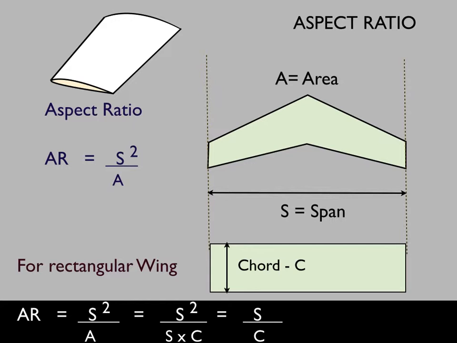Most of the wings are not rectangular in nature, but just to make our understanding very clear, if we were to work on a rectangular wing, span squared by area will be the aspect ratio, whereas the area will be the span into chord. Therefore, it works out for a rectangular wing. The aspect ratio is the span by chord. Sometimes it is used as span to chord ratio also.